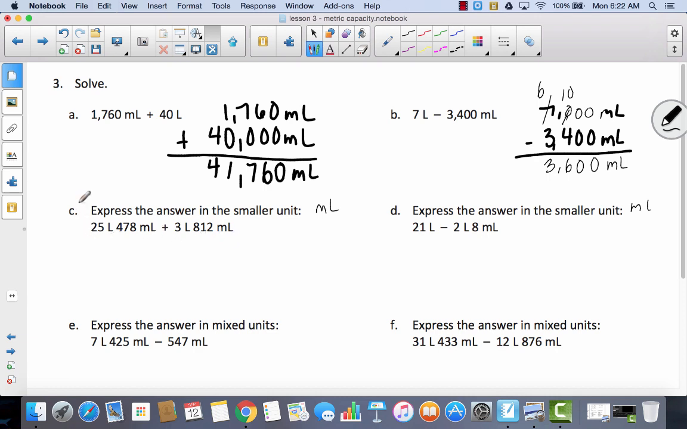So for C, I've got 25 liters, 478 milliliters. So that would be 25,478 milliliters plus 3,812 milliliters. So let's go ahead and find the sum here. And then I'd like for you to go ahead and try to do D by yourself. And then let's come back and check C and D together before you go on to E and F.